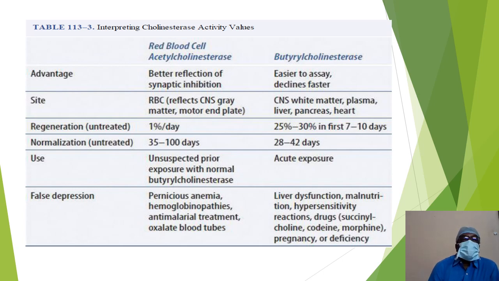This slide shows the difference between RBC cholinesterase and plasma cholinesterase. False low levels of RBC cholinesterase can be seen in patients with pernicious anemia, hemoglobinopathies, or if the patient is already on antimalarial treatment. And you can see false low levels of plasma cholinesterase in patients with liver dysfunction, malnutrition, if the patient is taking drugs like morphine and codeine, and even in pregnancy.